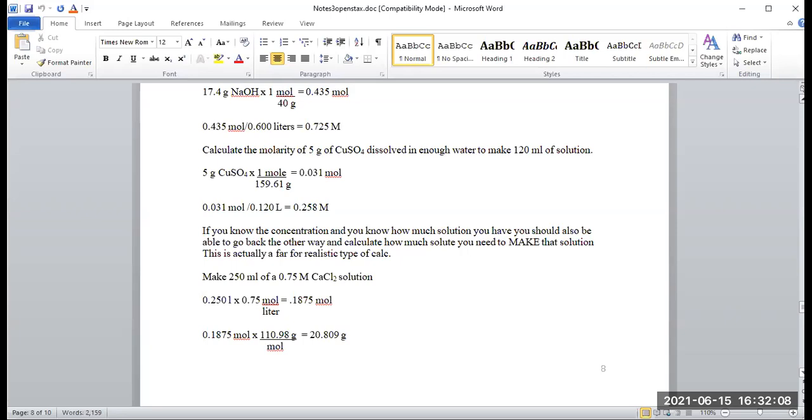5 grams of copper sulfate, again, back to periodic table usage: 1 copper, 1 sulfur, 4 oxygens. This one weighs a little bit more, 159.61, which then gives me fewer moles, 0.031. I'm going to divide by 0.12 liters. Again, I have moved my decimal place because I have converted from milliliters over into liters. Gives me a smaller concentration ultimately. I've got 0.258 molar.